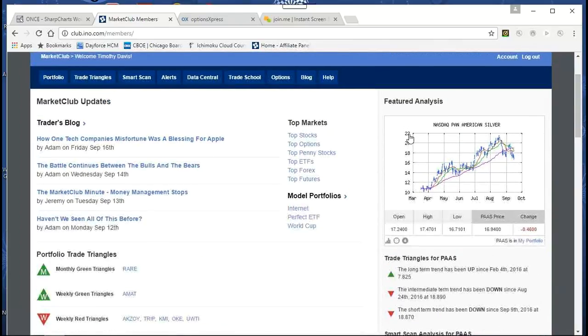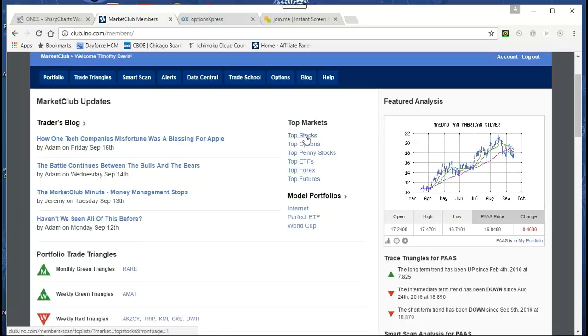Now let's look at a couple of things I want to point out. Let's go over to the left here. Now, matter of fact, let's go over to the middle. In the middle here, it has a little section that says top markets. This section down here I have not used too much, but this section up here where it says top markets gives you some ideas. It tells you what the top stocks are right now. It tells you what some top options are, top penny stocks, top ETFs, top Forex if you're into Forex, top futures if you're into futures.